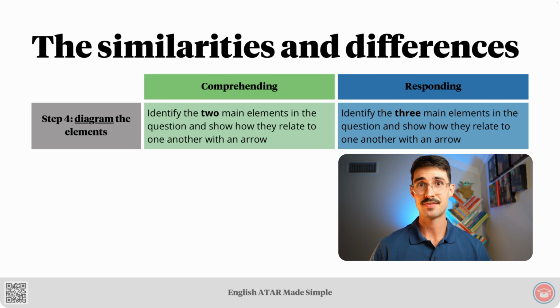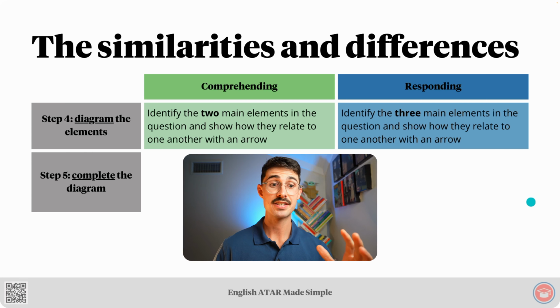So here we're identifying the 3 main elements in the question and we're showing how they relate to one another with an arrow or arrows. Step number 5 is complete the diagram.